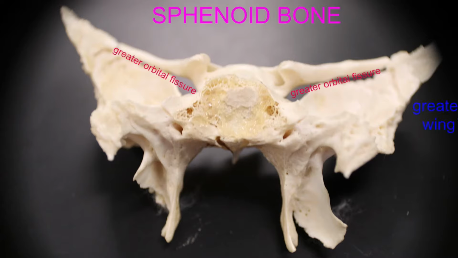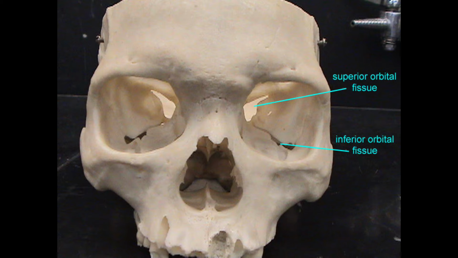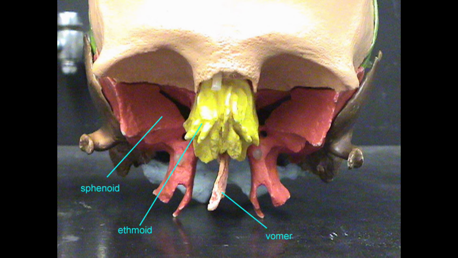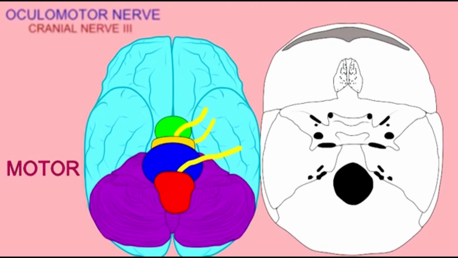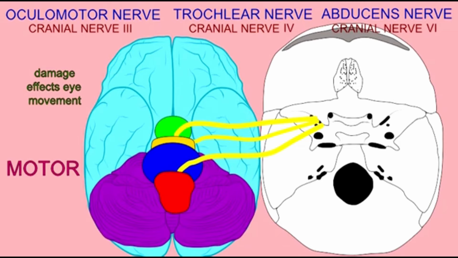Between the greater and lesser wings of the sphenoid bone is a fissure known as the greater orbital fissure. When the sphenoid bone is viewed from an anterior view of the skull, one can observe this fissure in the orbit, and one can also observe the lesser orbital fissure, which separates the sphenoid bone from the maxillary and zygomatic bones. Three cranial nerves exit through the greater orbital fissure. These are cranial nerves 3, 4, and 6, the oculomotor, trochlear, and abducens, which allow for the movement of the eye.